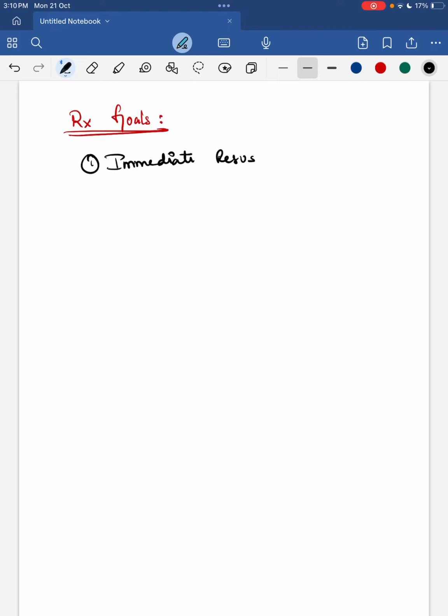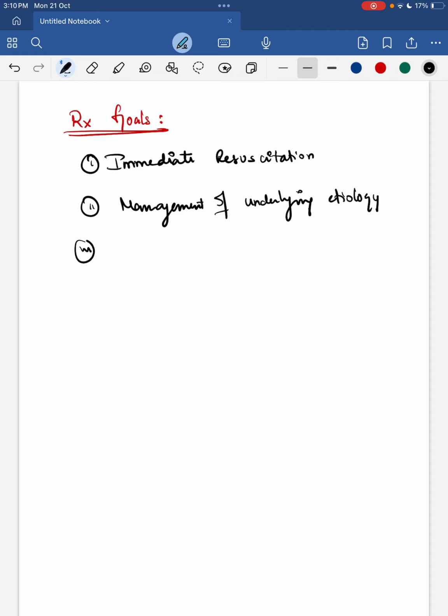Third one will be your nutritional rehab. Fourth, you have to prevent the complications. Okay, so these are your treatment goals. After your resuscitation, in the initial phase of nutritional rehab, you have to supplement micronutrients.